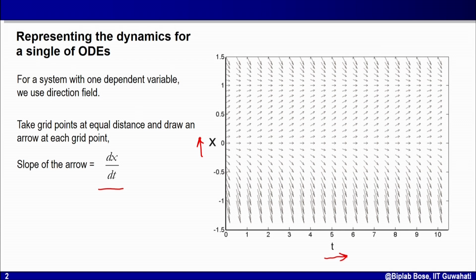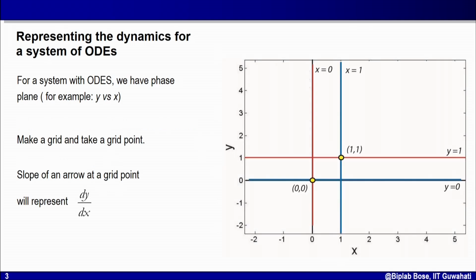Now, if I have a system of ODEs, that means I have more than one ODE because I have more than one dependent variable. Then how can I represent the dynamics of the dependent variables with respect to time in a two-dimensional space? That's what we will discuss today, and what we will use is a phase plane.